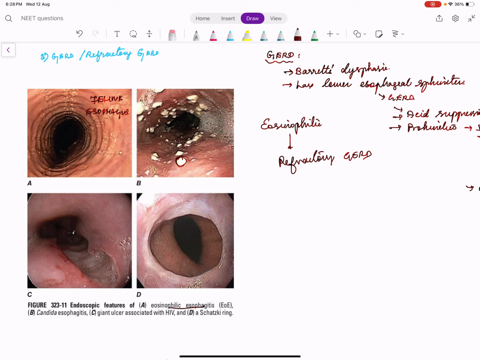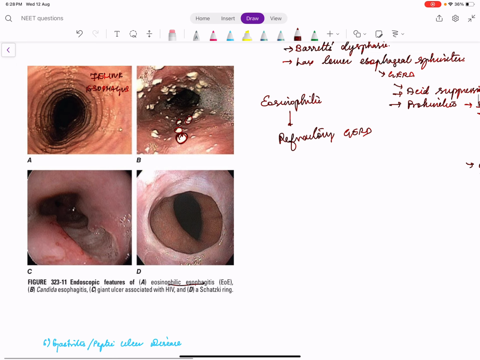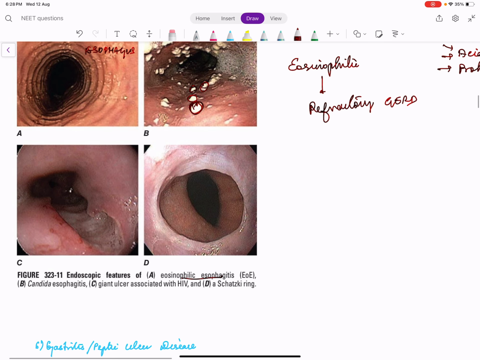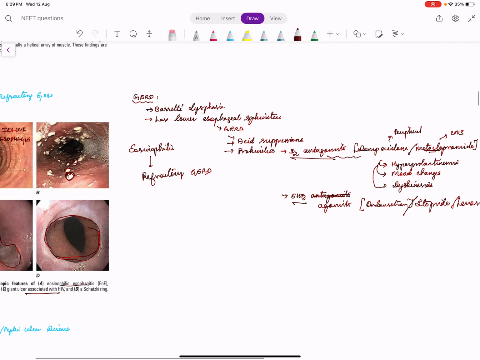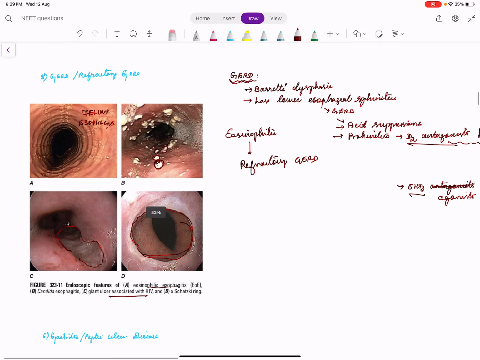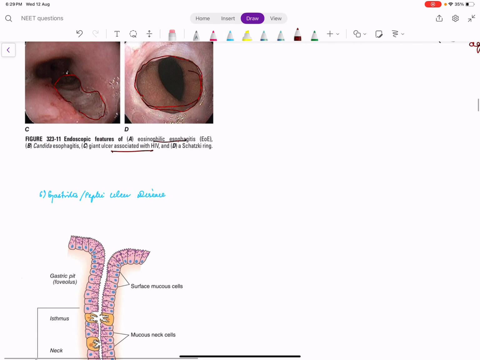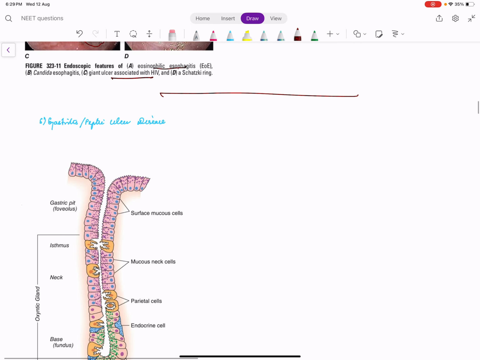Here you can see the next picture, you can see white curd-like deposits. This is candidal esophagitis. This is a giant big ulcer associated with HIV. There is something called a Schatzki's ring. So these are some other conditions which are usually seen in endoscopy. Suppose a scenario gives a picture like GERD, there's burning of the chest, but it is unresponsive to the routine measures, think of some of these conditions. Okay, that finishes esophagus. Now we'll continue with gastric.